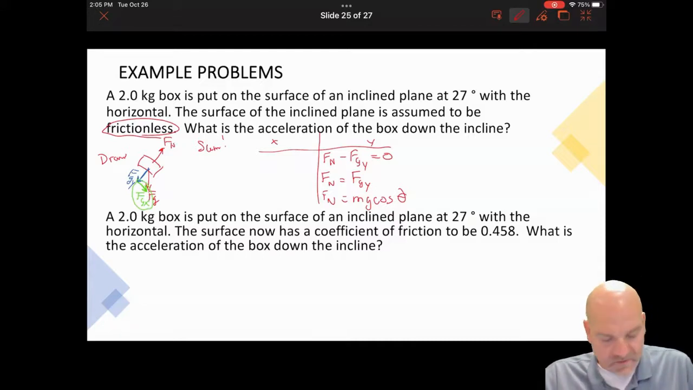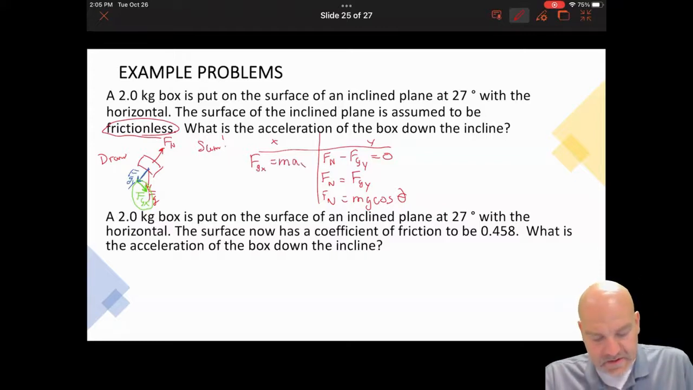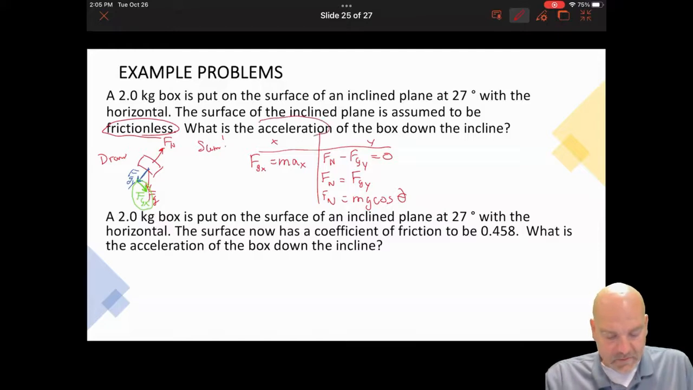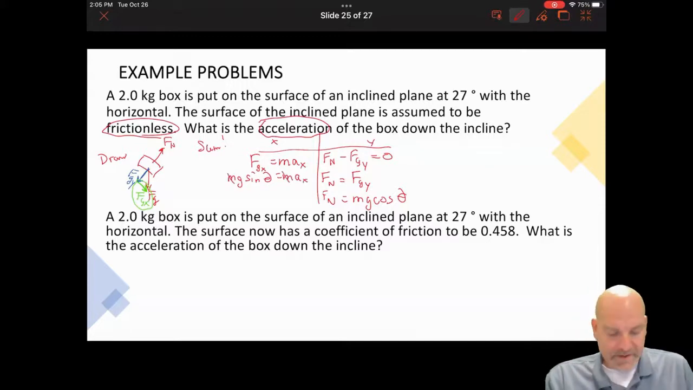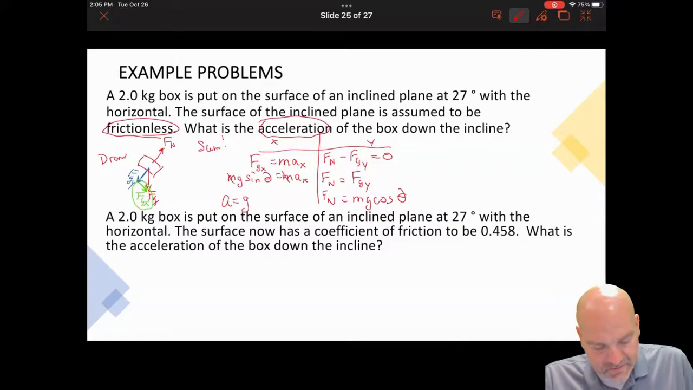So now let's look at what happens in the x direction. The only force I have in the x direction is FGX, and that's going to equal m times a because we're looking for the acceleration. And so I'm going to substitute in my FGX equation, which was mg sine theta, and it's going to equal max. But note, same block, right? And so it's going to be a equals g sine theta.